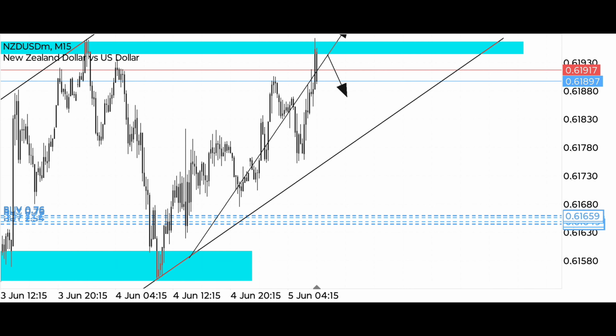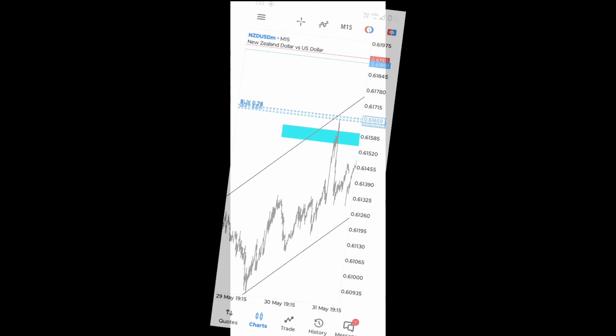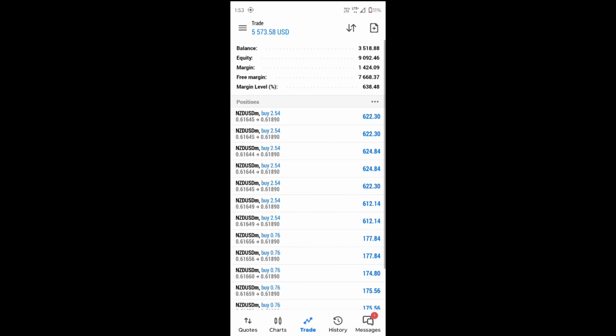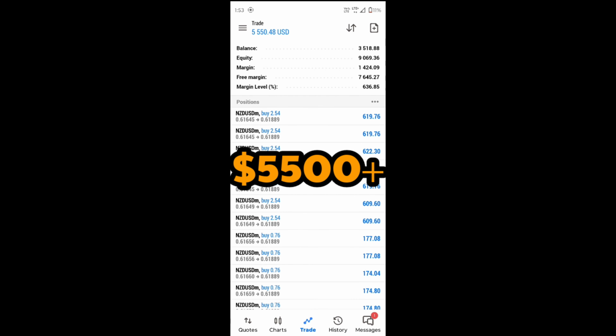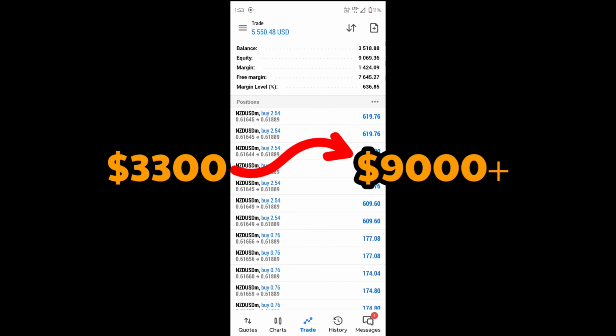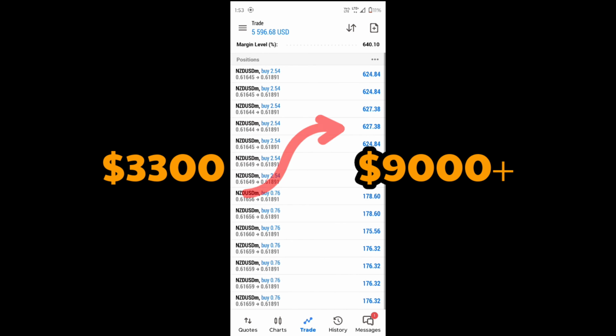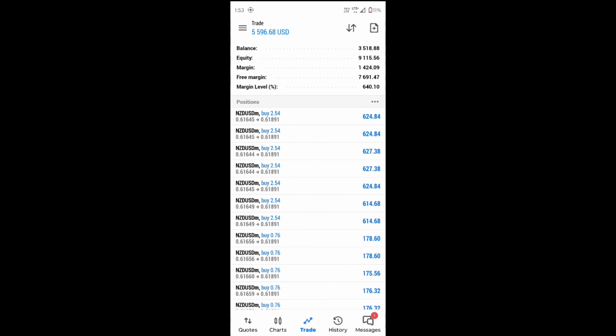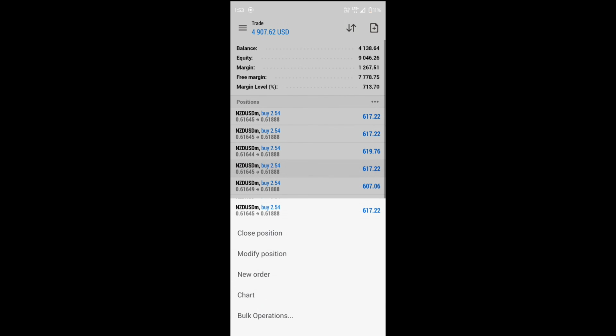Our goal has been achieved here. Now we close this open trade. Guys, right now we are making a very good profit of $5,500. We had deposited $3,300 in this account, which has now grown to $9,000. Here we had to wait patiently for a long time to make this profit. Patience and strong psychology are always required to achieve the target in the market, which can only be increased through practice.